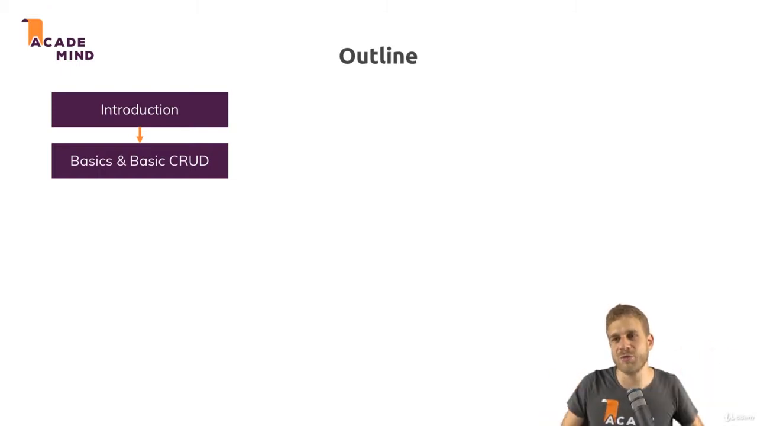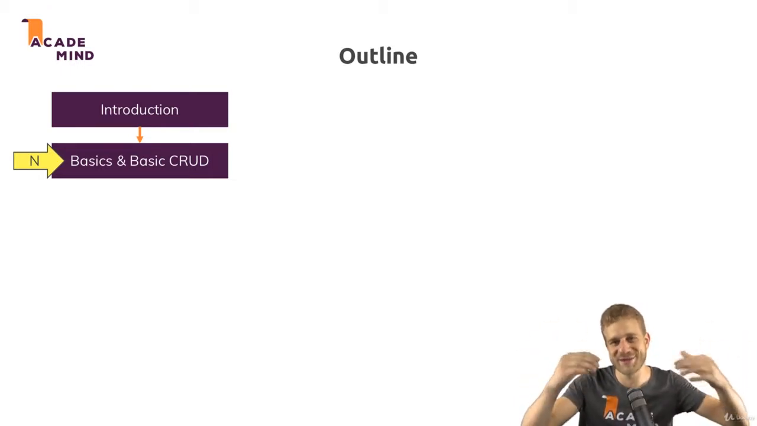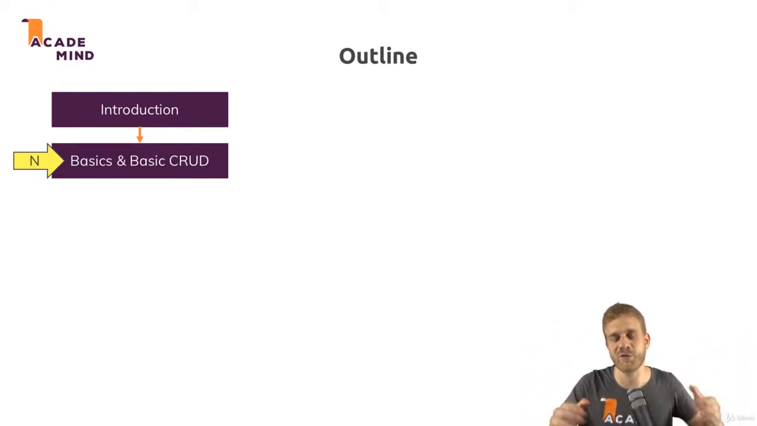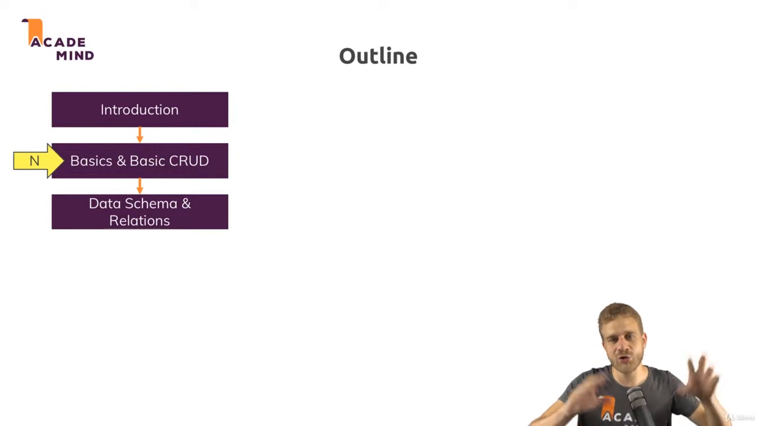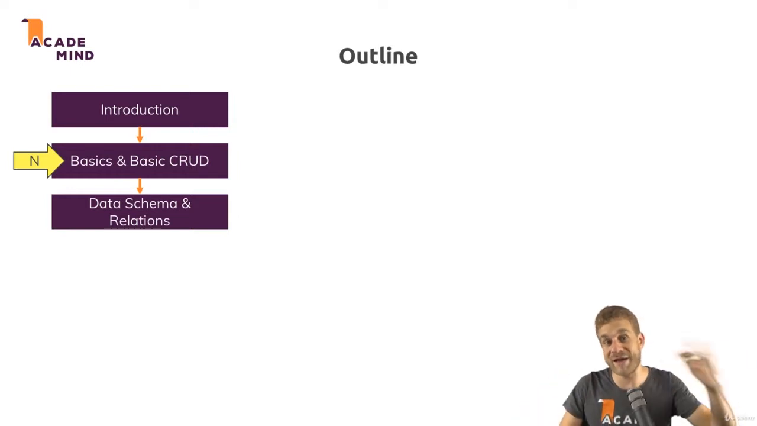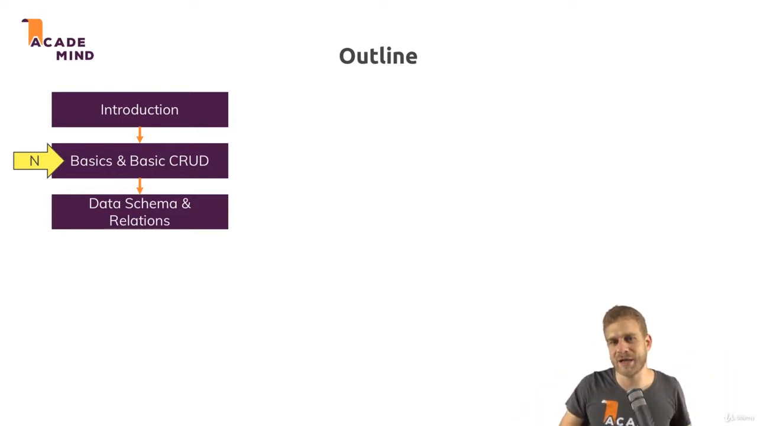If you're a newcomer to MongoDB, you should absolutely start there. Well, you start here, but then this is the first real content module with which you should start. After that, we'll have a look at data schemas and relations. How do you model your data? How do you find the right balance between having that flexible document schema and still using a schema in your app? How do you relate different documents? We'll have a look at that in this module.